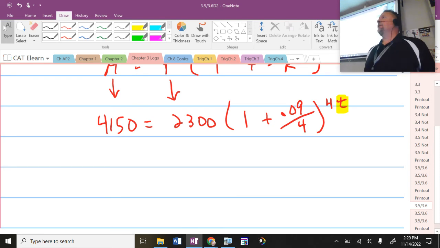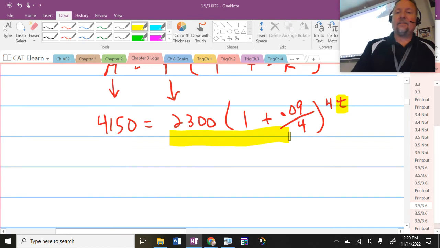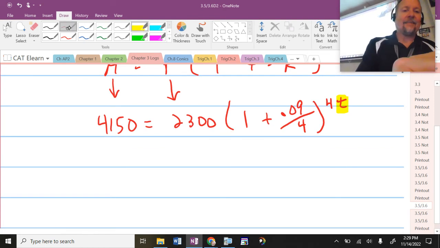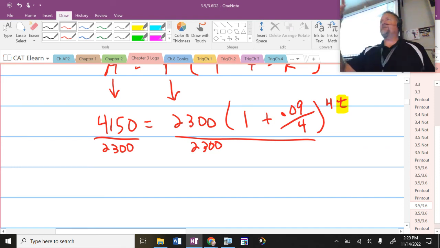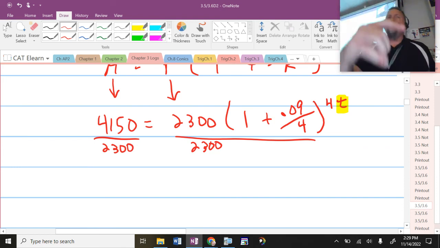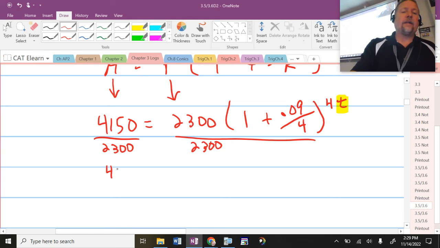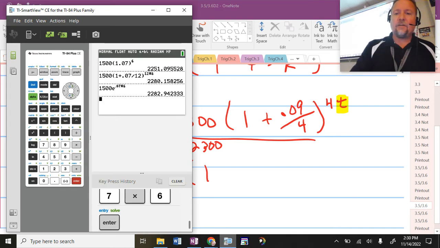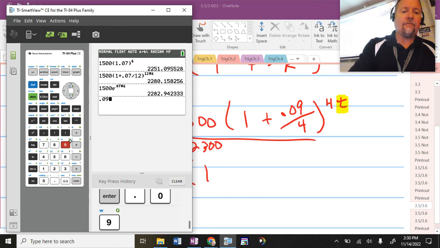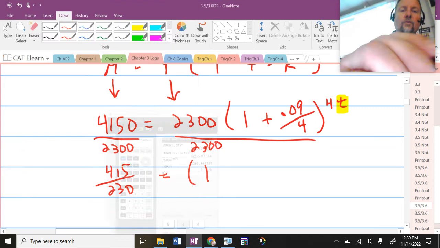All right. What should I do with the 2,300? Divide it. Okay, then what? Okay, hold on. 2,300. Got to divide it. And I'm not even going to worry about reducing that. Maybe I will hack off the zeros, just to write less. It's the only reason I would do that. And then I guess I have to go to my calculator. I did calculate this before, but I'm just going to do it. 0.09 divided by 4, tacked on to 1. Okay, it's 1.0225.